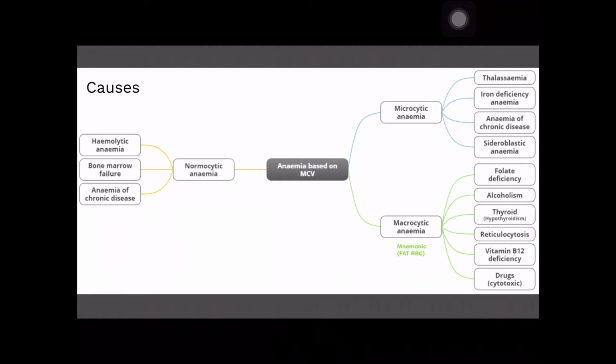And for macrocytic anemia, I have a very special mnemonic for you to remember easily about their causes, which is FAT RBC. As the letters imply, there are folate deficiency for F, alcoholism for A, hypothyroidism for T, reticulocytosis for R, vitamin B12 deficiency for V, and cytotoxic drugs for C.